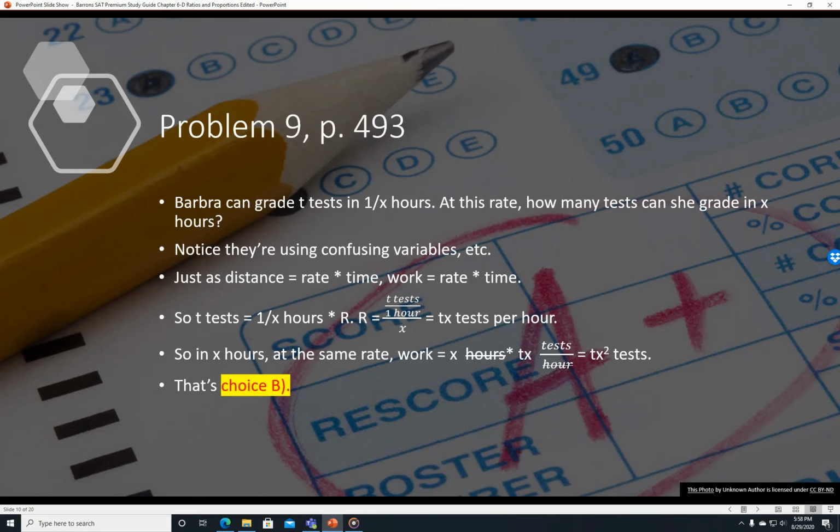So t tests in 1 over x hours equals r. So r is equal to t tests over 1 hour divided by x, which is equal to tx tests per hour. So that's the rate: Barbara grades tx tests per hour. In x hours at the same rate, the work is x hours times tx tests per hour, which is equal to tx squared tests. That's choice B.